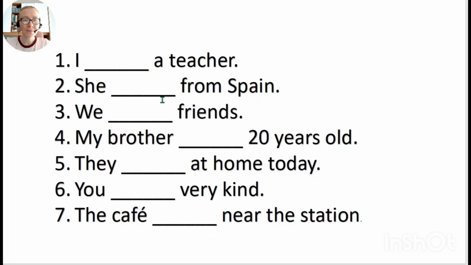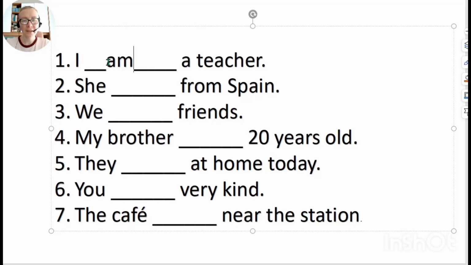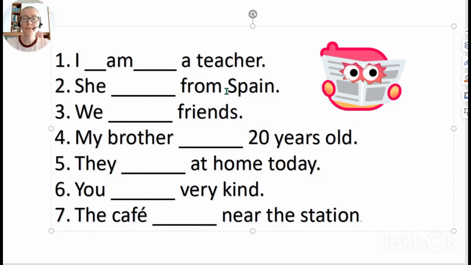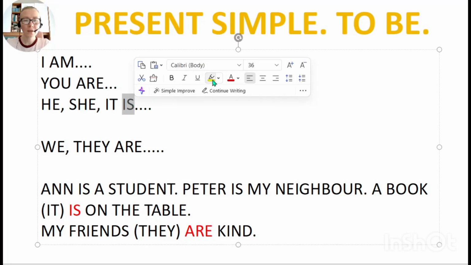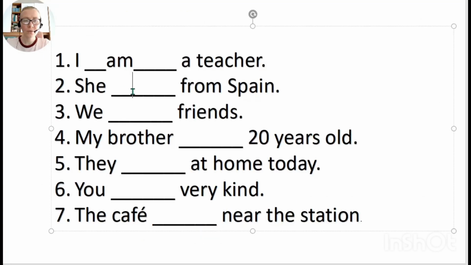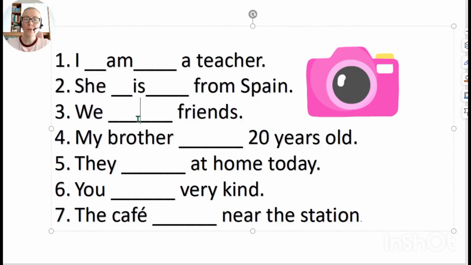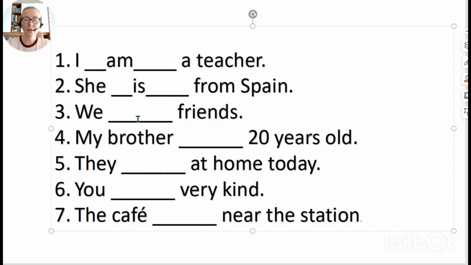Let's do it together. So we have I. What should we choose here? 3, 2, 1. Am. Correct. Yes, perfect. She from Spain, right? Let's take a look. He, she, it. We should put here is. We, let's remember, I am, you are, he, she, it is, we are. Correct.